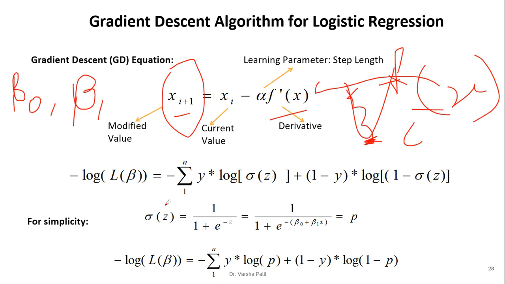Now sigma z is nothing but the sigmoid function, which is represented by 1 divided by 1 plus e raised to minus z. And here, for simplicity, we are replacing this sigma z by p, so that the derivative operation becomes easier. So y into log of p plus 1 minus y into log of 1 minus p.